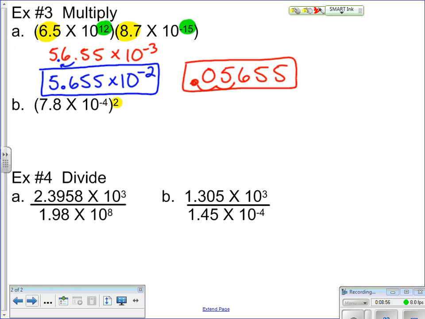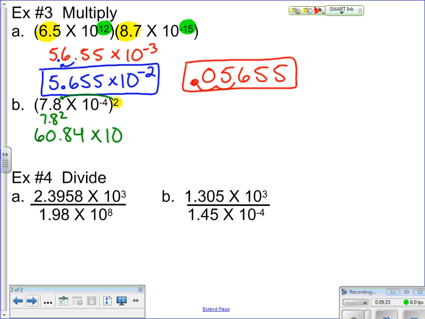Now, we'll move on to B. You see the little 2 on the outside? Let's square what's on the inside. 7.8 is a number. Let's square it. 7.8 squared. That's 60.84.